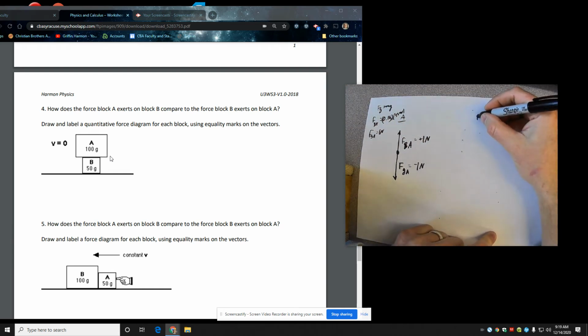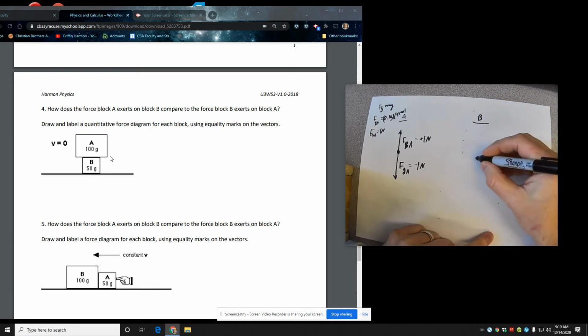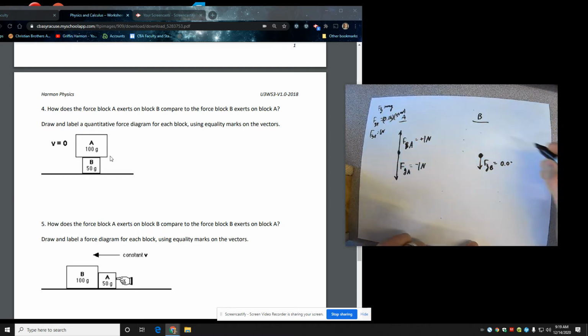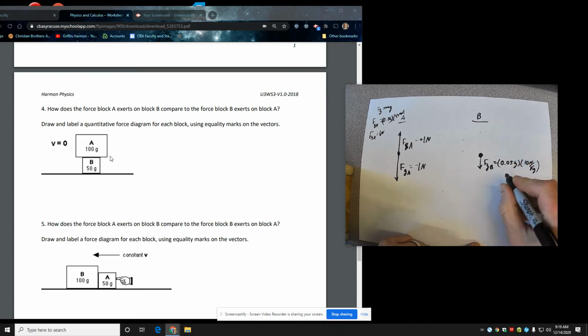Awesome. Well, let's draw the force diagram for B now. All right. So FGB is going down. Force of gravity on B. I made it smaller because the mass of B is smaller. So that equals 0.05 kilograms times g, which is about 10 newtons per kilogram. So I like to just calculate it right away. And I'm going to have to make it negative. It's up to you to make it negative. So it's negative 0.5 newtons. You have to make it negative.